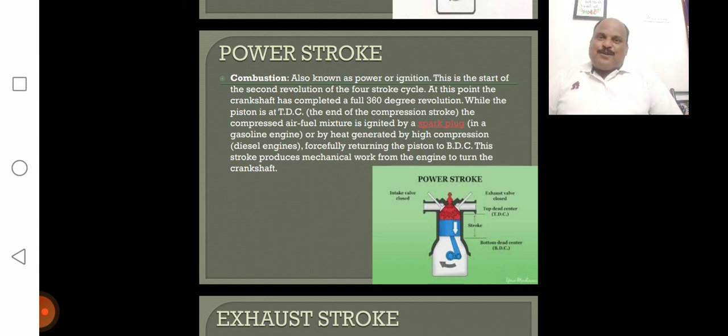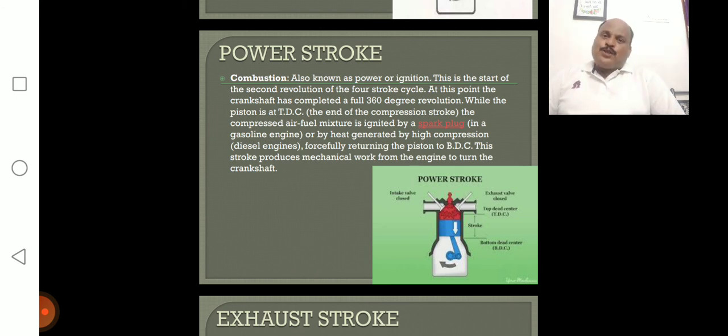The next point is, when the mixture is compressed, the temperature is increased. At that time, by the spark plug, we are giving ignition. We are igniting the charge and suddenly that charge is converted into gas, and that gas is pulling the piston down and the piston is coming to the BDC. Like this, the suction, compression and power strokes are happening in the engine.